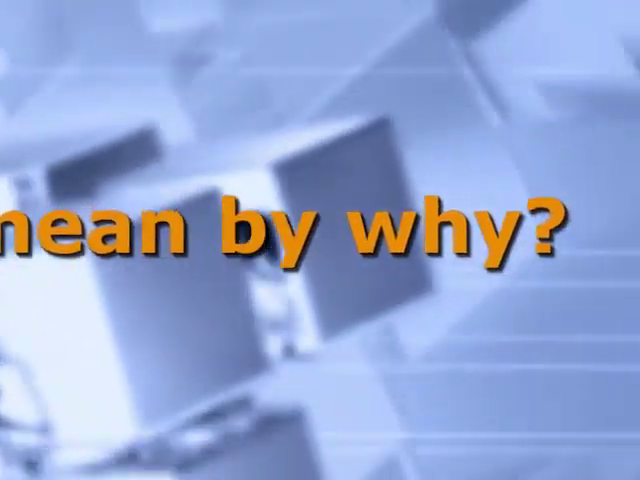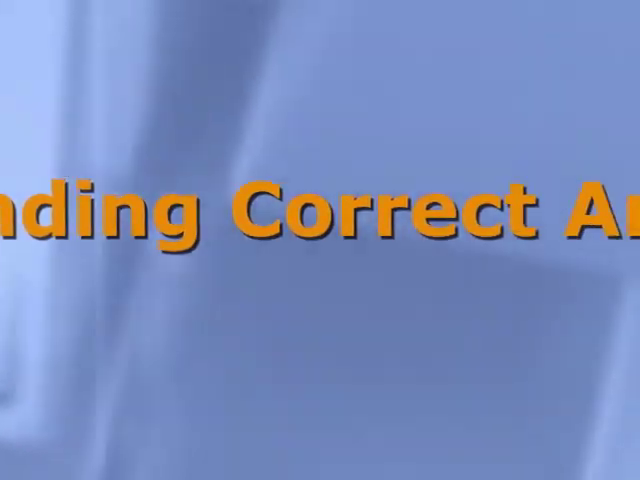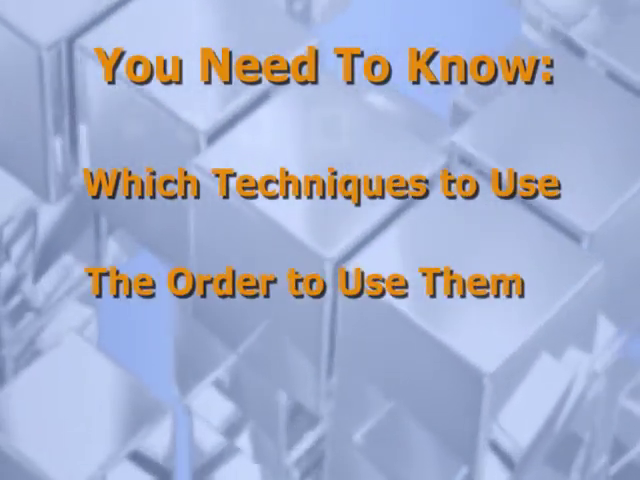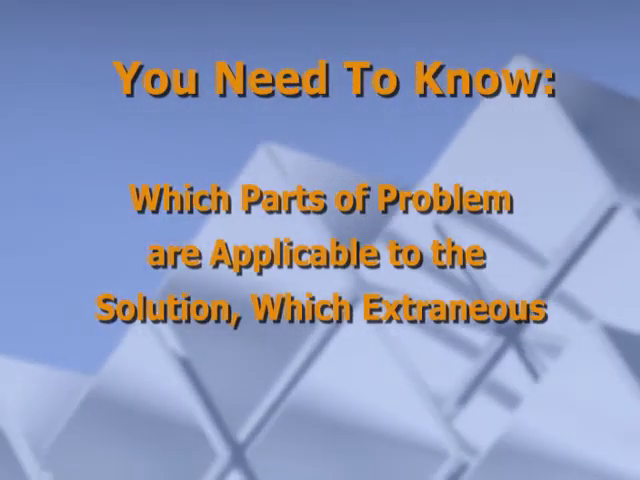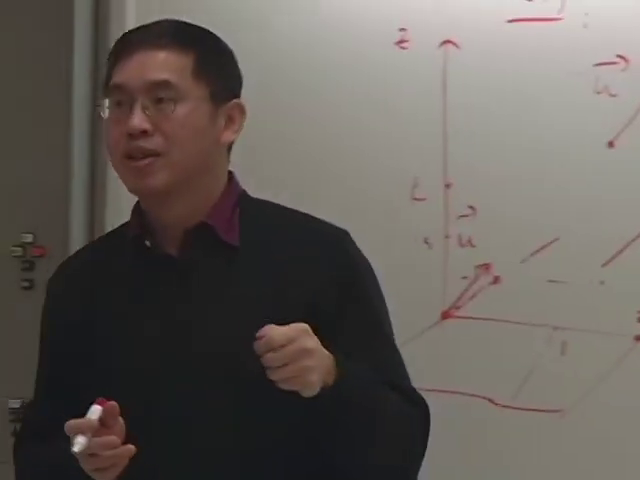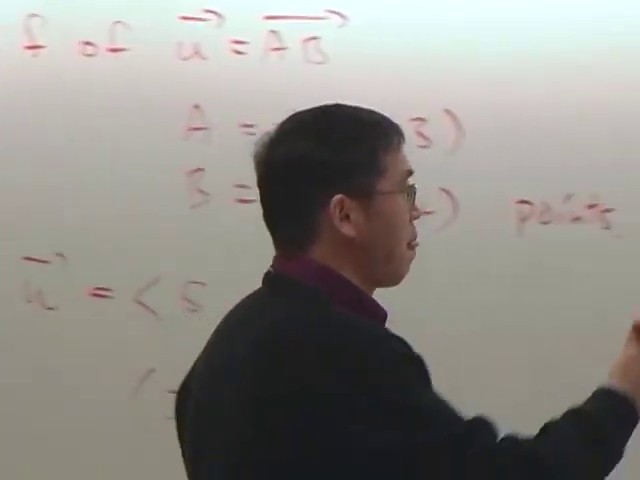What does she mean by why? Think about it. Finding the right answer may require using multiple techniques. You have to know which techniques to use and what order to use them. You have to know which parts of the problem are applicable to the solution and which are extraneous. You'll be lost unless you know why you're doing what you're doing, says math prof Yiffy Pan of Indiana-Purdue University at Fort Wayne. There's some mechanical part of math, but however, the understanding is the real issue of how well you're going to do in the test. You have to understand the concept, knowing what you're trying to do, instead of just mimicking the steps that you learned from book or from the class.